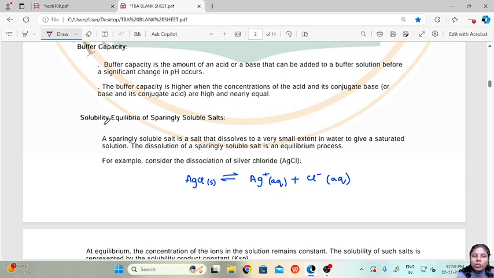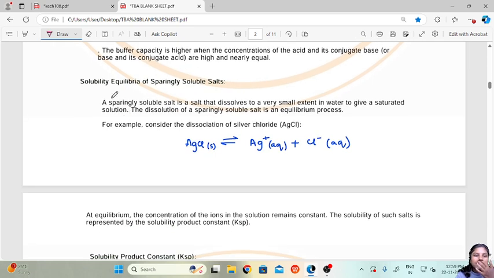Next, let's talk about the solubility equilibria of sparingly soluble salts, which are partially dissolving salts, not those which completely dissolve. In this case, a salt dissolves to a very small extent in water to give a saturated solution. A salt which barely dissolves, so even if you add a little, it will dissolve very little and the rest will remain, so that automatically becomes a saturated solution. Those are the types of salts we are talking about here.